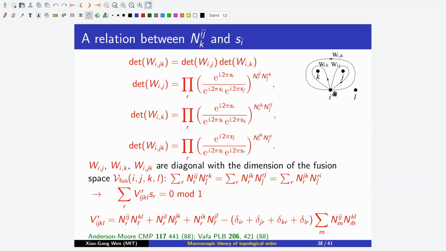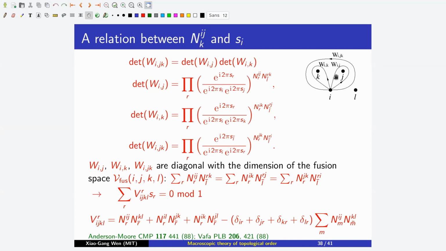Okay. And so then we say that we can move this I around the J, then move I around the K in two steps. Or I move I around K and J together as one step. These two operations should be the same. Okay.